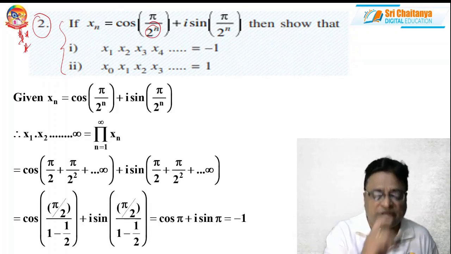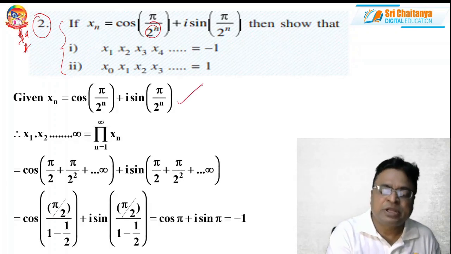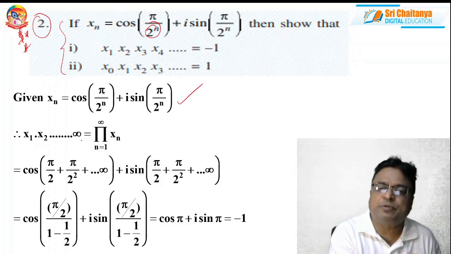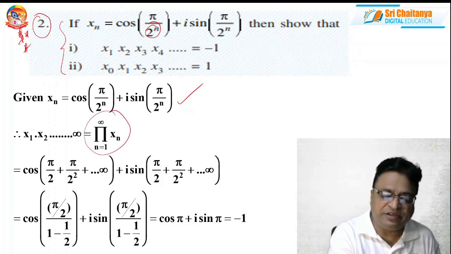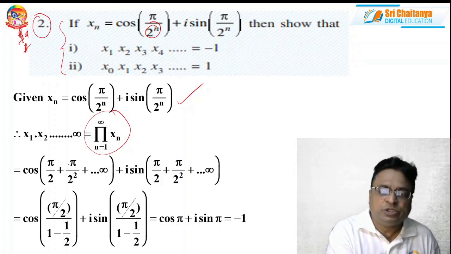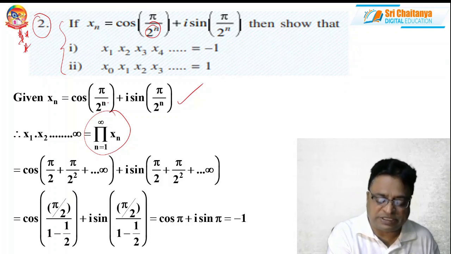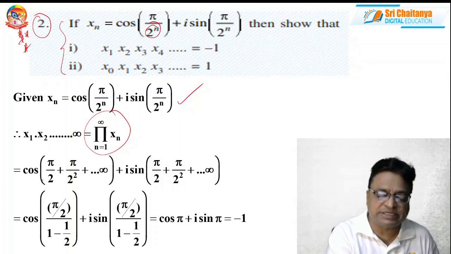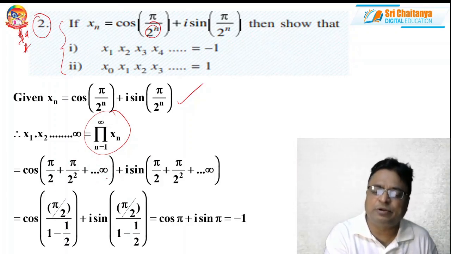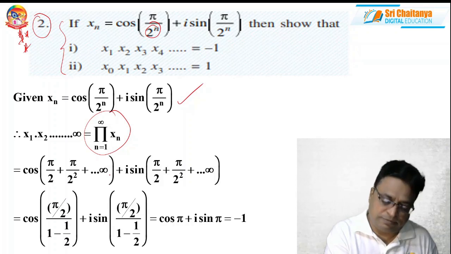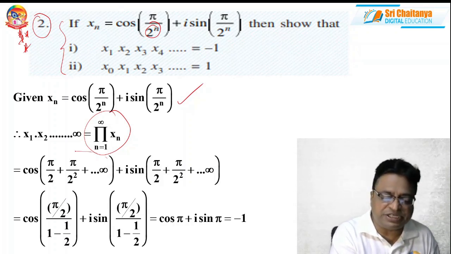So here what I am doing is, now x_n is given for me. So first question, x1 into x2 into x_n and so on up to infinity, that I can write as the product for n equal to 1 to infinity of x_n. So this is cis (pi by 2 power n), I can write. So cis (pi by 2) into cis (pi by 2 square) into cis (pi by 2 cube) and so on, that means cis of (pi by 2 plus pi by 2 square plus pi by 2 cube plus pi by 2 power 4 and so on up to infinity). That means cos of (pi by 2 plus pi by 2 square and so on to infinity) plus i sin of the same. This is infinite GP.